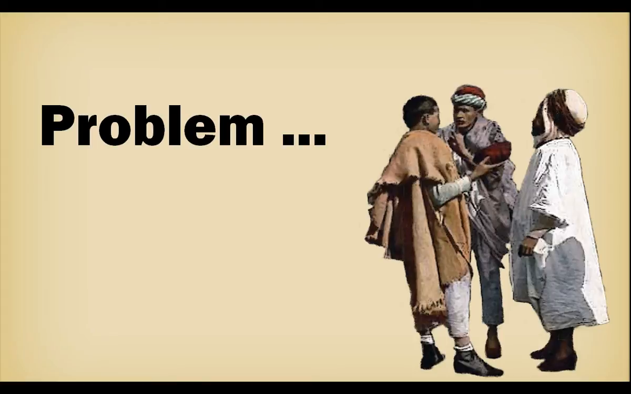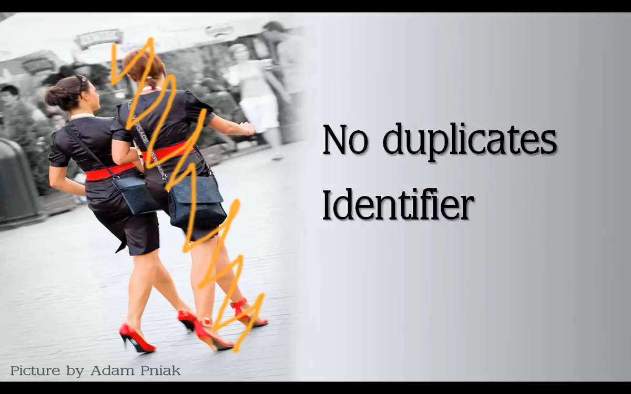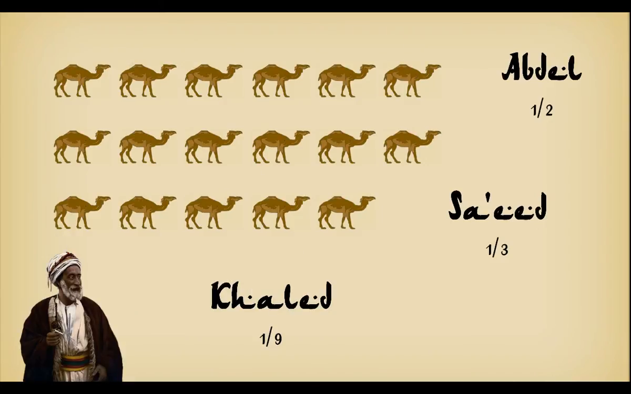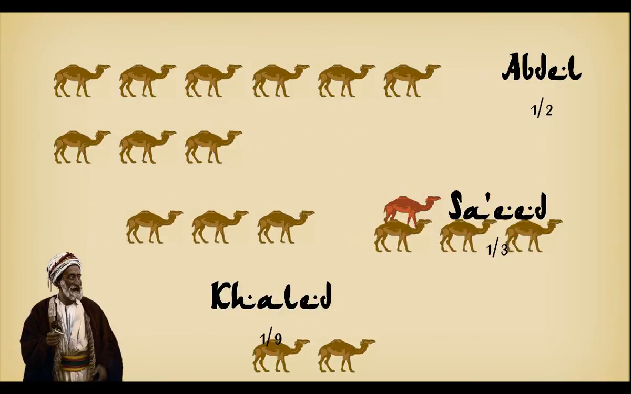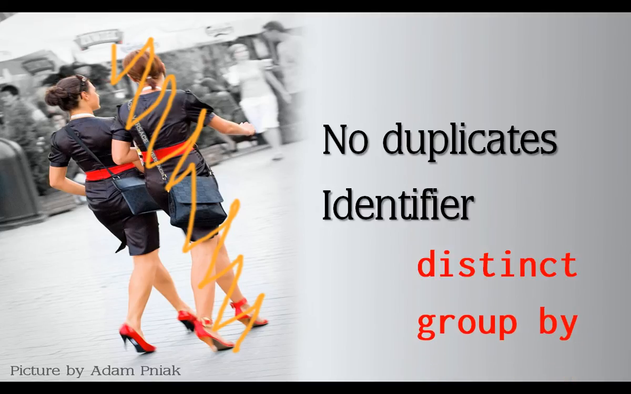It's the same kind of story with tables and results of relational operations. You can apply other relational operations only if you have no duplicates in a result, and if you can uniquely identify each row. In my story, the three heirs went to consult an old man who was famous for his wisdom, and he told them, "There is no problem, I'll give you one of my own camels." So, the three heirs now had 18 camels. Khaled took 2, Sahid took 6, Abdel took 9, and there was one camel left that the old wise man took back. With SQL, you have distinct and group by that help you get rid of duplicates and allow you to continue with the operations. Distinct and group by are the 18th camel.